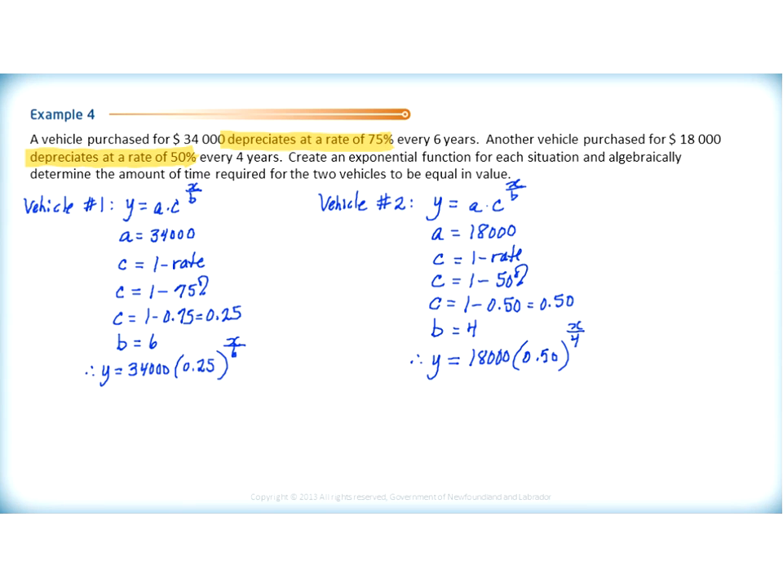So what we are asked to do then is to algebraically determine the time required for the two vehicles to be equal in value. So once again, we will let the two equations be equal to each other and we will solve for x. I'm going to go to a clear screen in order to answer that question so that we have enough room to do so. So we are asked to solve 34,000 multiplied by decimal 25 raised to the power of x over 6 equals 18,000 multiplied by decimal 50 raised to the power of x over 4.